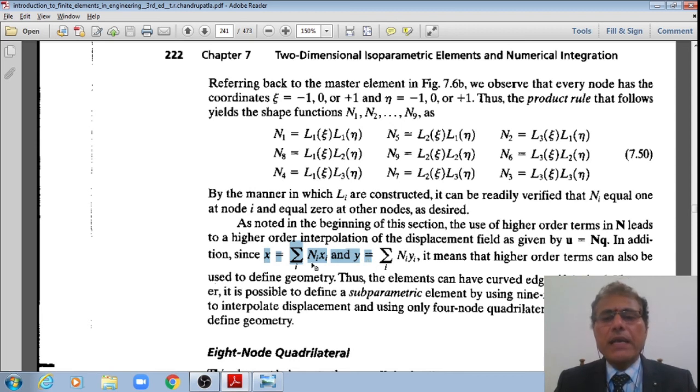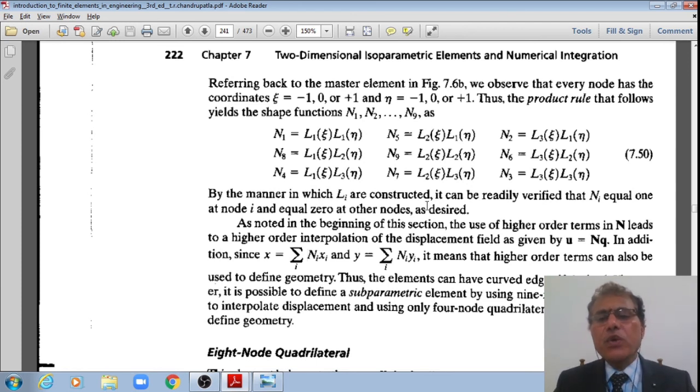Then I can write x as summation of Ni xi, students, and y is equal to summation of Ni yi. If I don't change the order of the shape functions, the same number of shape functions I am taking, then that is what is called an isoparametric element, isoparametric formulations. But for the 8 noded elements as well as 9 noded quadrilateral elements, subparametric formulations are also possible. What are subparametric formulations?